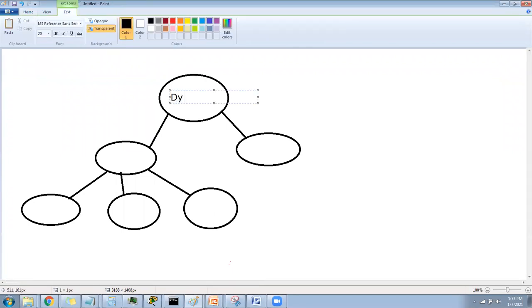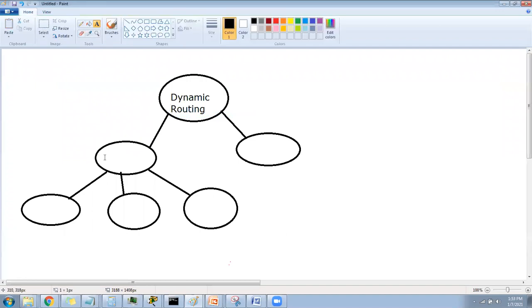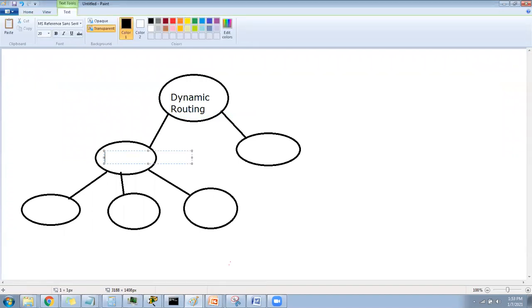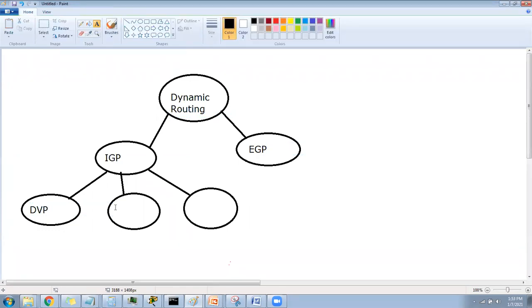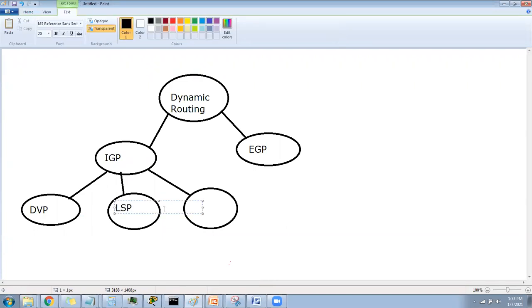So dynamic routing. In dynamic routing, IGP, interior gateway protocol, and this one is EGP, exterior gateway protocol. IGP is again divided into distance vector protocol, DVP, I'm writing short names, then link state protocol, LSP, and again the hybrid protocol, HP, also called advanced distance vector protocol, ADVP.